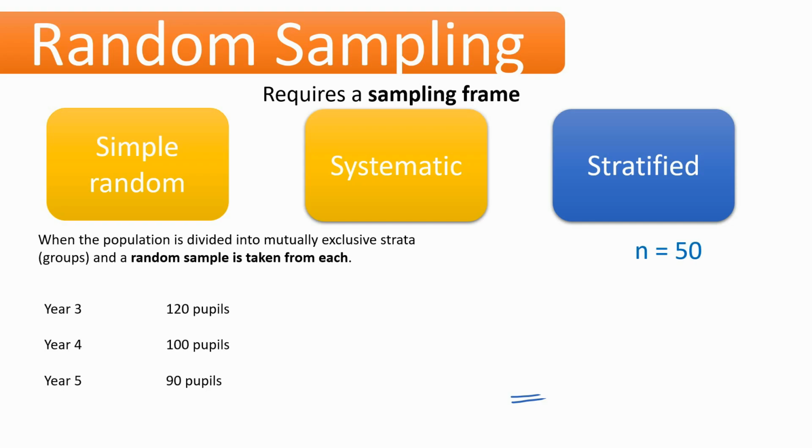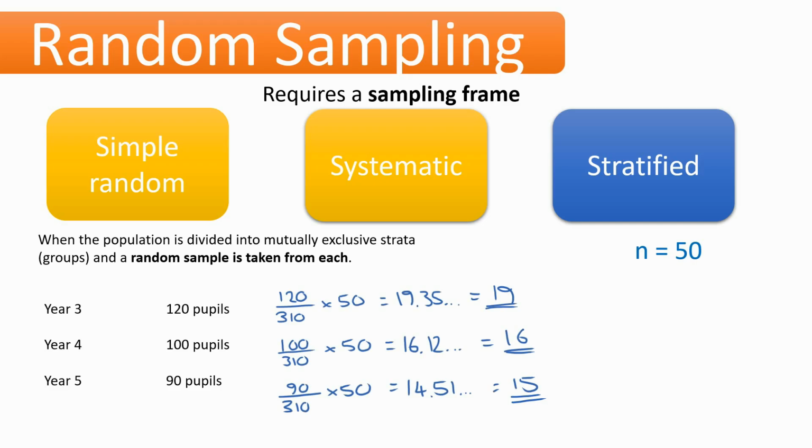So, if we want a sample of 50, there's 120 out of 310. 310 is all the pupils, the whole population that we want to ask. You just find the fraction of 50. We're going to have to do some rounding, just round to the nearest number. It normally works out to equal the number of samples that you want, which in this case it does, and that's how many you would take from each year.